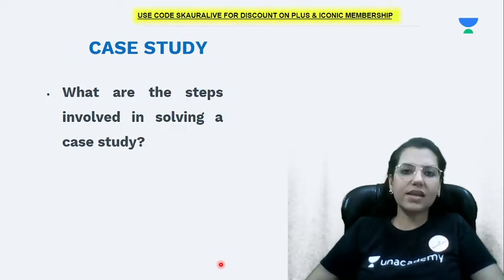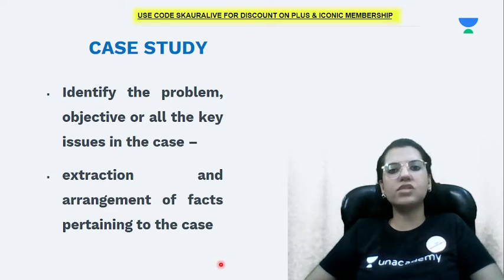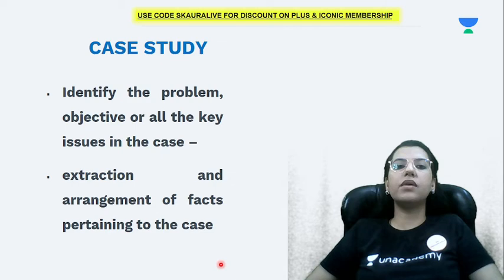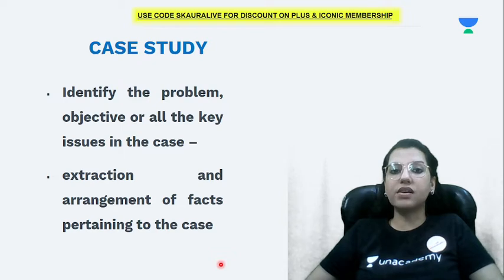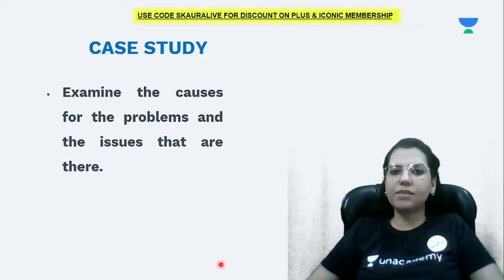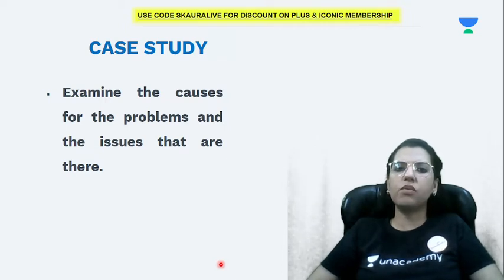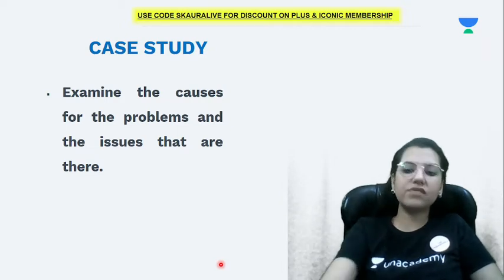So basically, what are the steps involved in solving a case study? You identify the problem. First of all, a problem statement will be given to you. Identify the problem, the objective, or all the key issues in that case. What do I mean by that? Extract all the data. Extract and arrange all the facts and figures pertaining to that case. Next, examine. Now you have identified the problem and the key issues related to the case. Then examine the cause. What is the cause of the problem? If there is a problem, find out the cause. Find out why this has happened, why a company could get into such a situation.